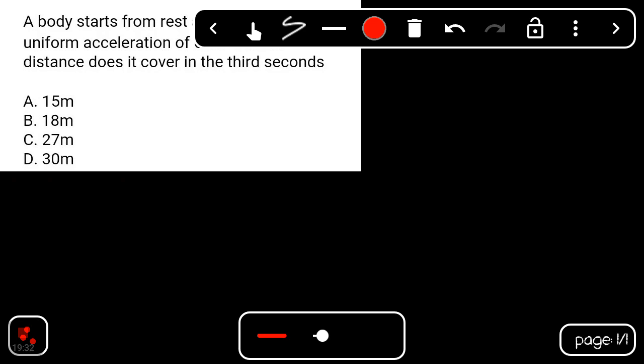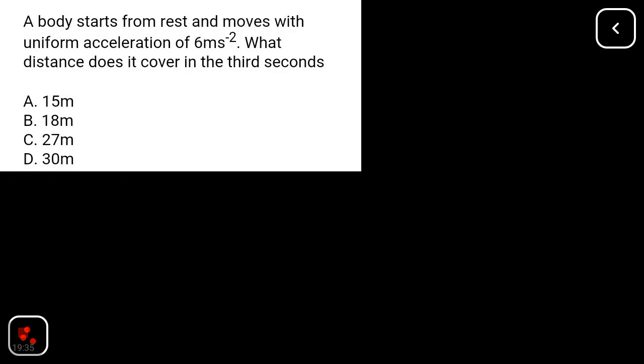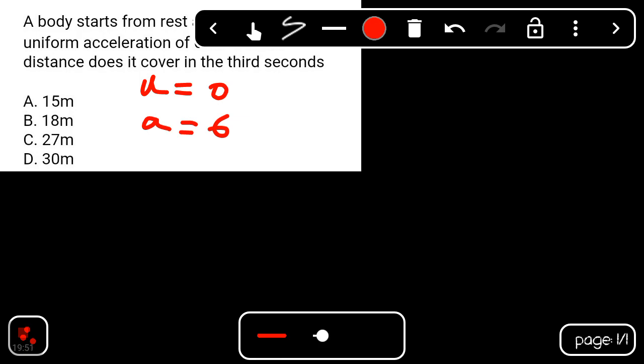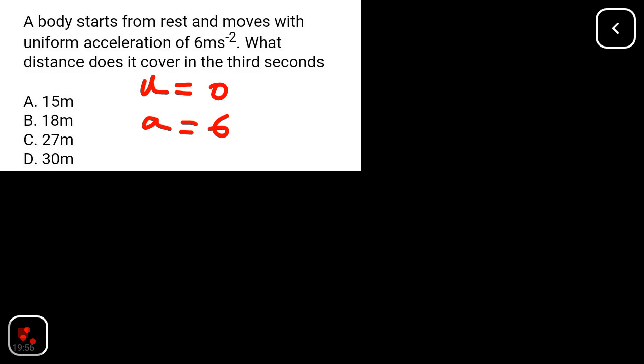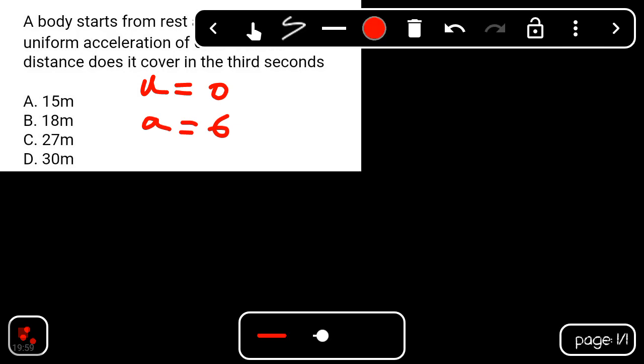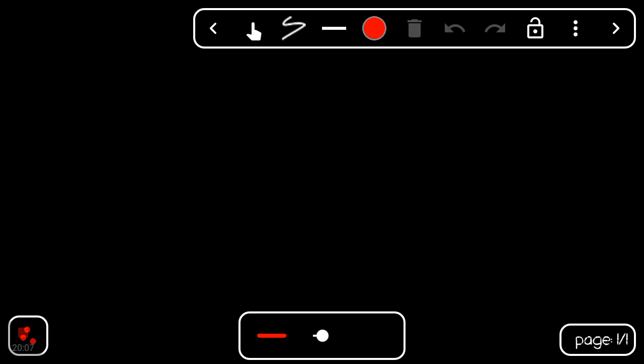The next we're given a body that starts from rest again. I don't know why these people like rest. It starts from rest and moves with a uniform acceleration of 6. What was the distance covered during the 30 seconds? Actually I don't like this question because it's going to be long, but let's just solve it. Or we'll do it in the next video or some days later, because this needs a lot of explanation, although there's a simple formula that will help you do it fast. So let's just keep it and go next.